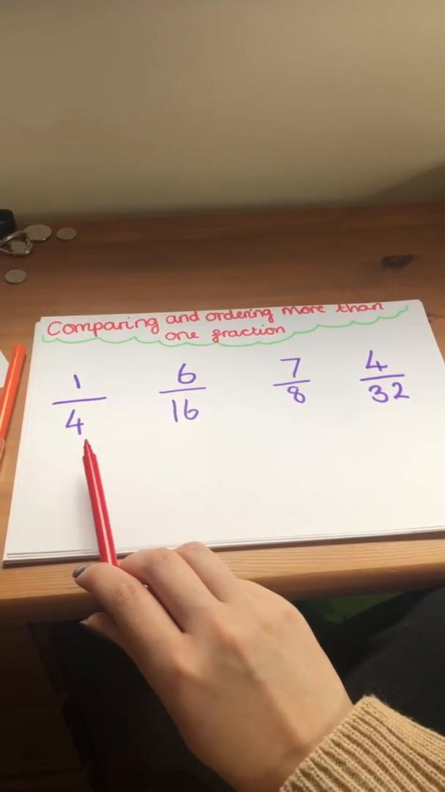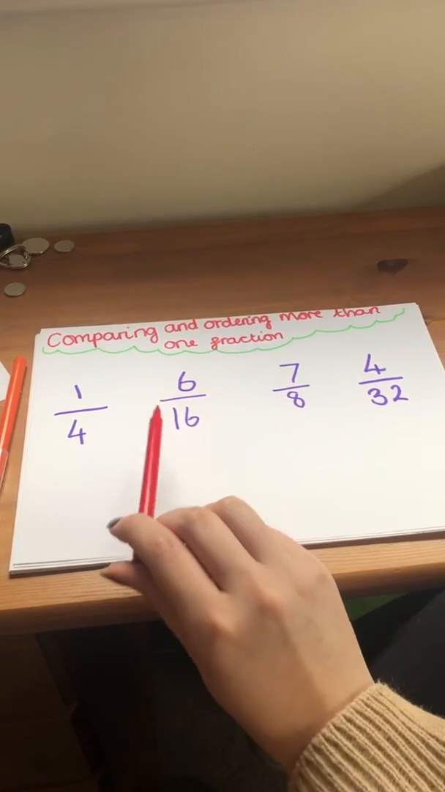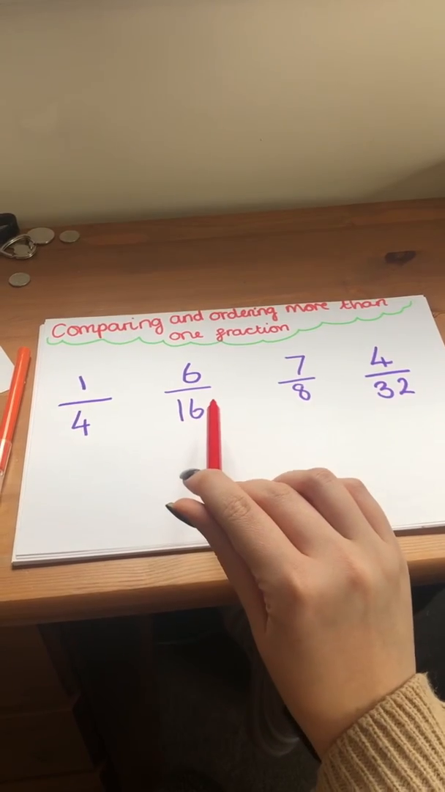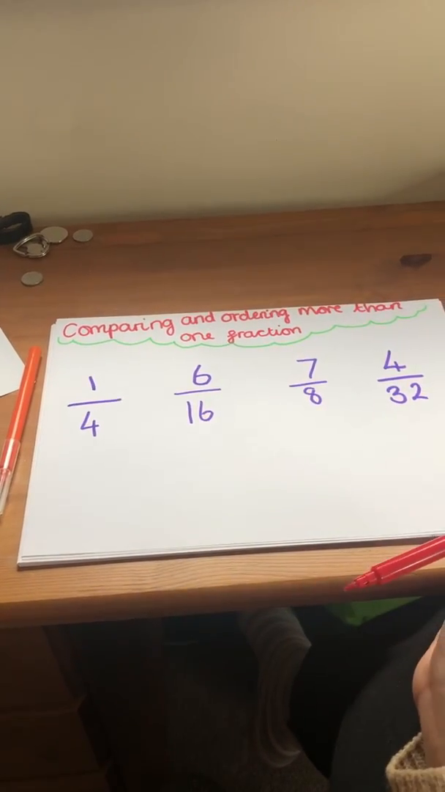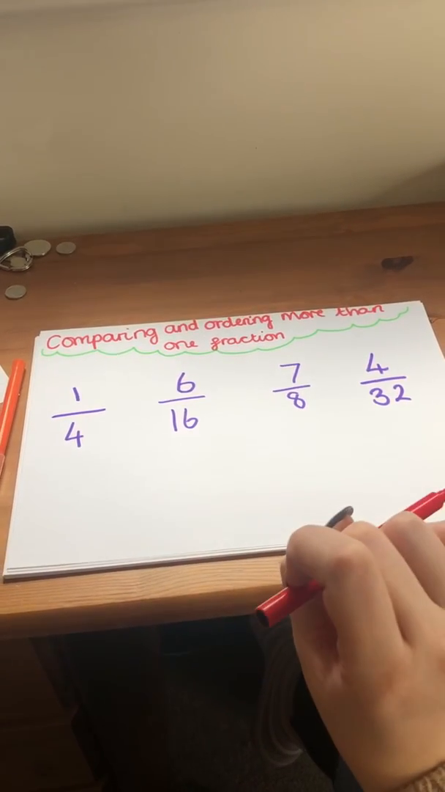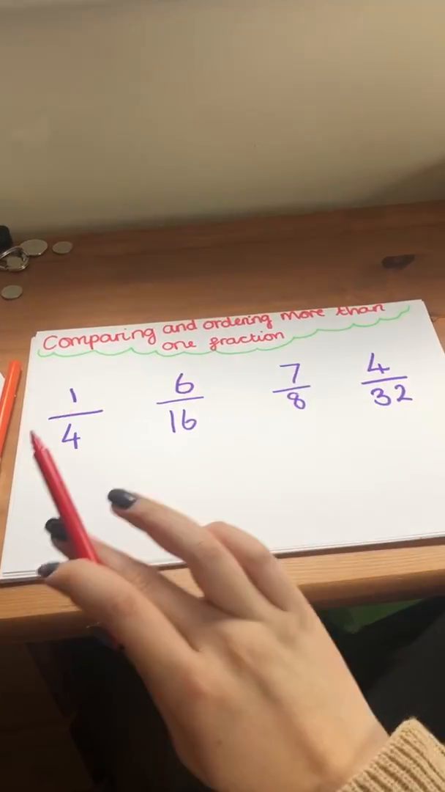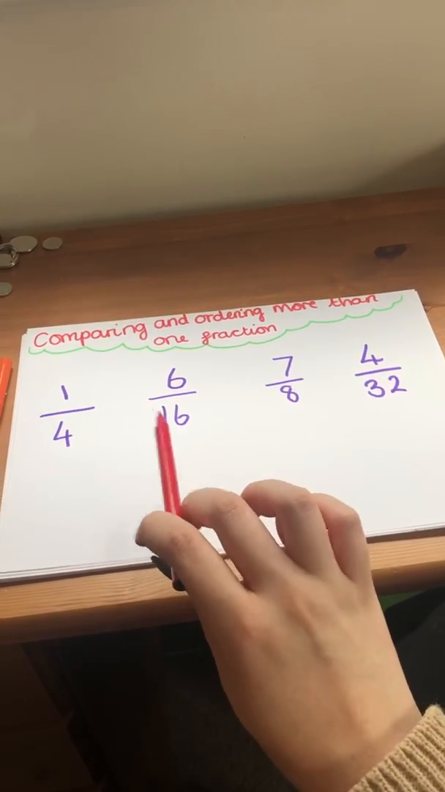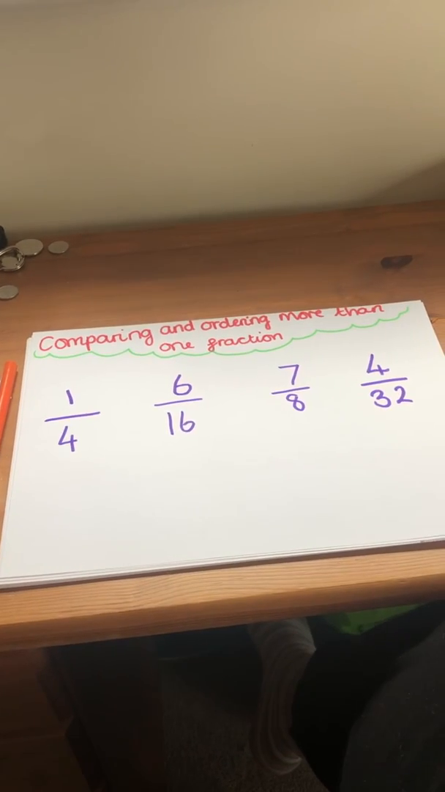Now, I know it's not going to be 4, because if I try and divide this to turn its denominator into 4, I'm going to have 16 divided by 4, which is 4, so that would work, but 6 divided by 4 would not work. So I'm going to choose 8 as my common multiple with all of these fractions. So I'm going to try and turn this, this and this into a fraction that has a denominator of 8.